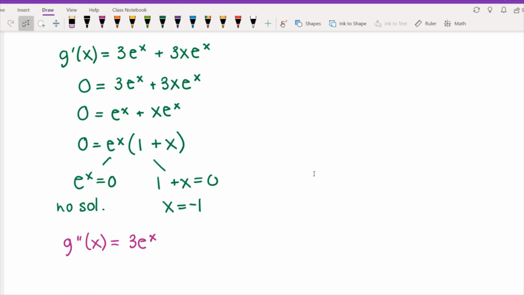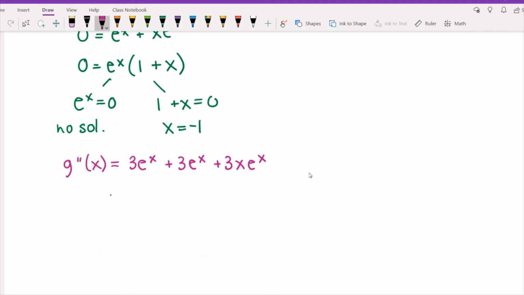because the 3 just comes along for the ride, and then the derivative of e to the x is e to the x. And then we take the derivative of this part, which we already did above, right? So that was 3e to the x plus 3x e to the x. We can simplify this as 6e to the x plus 3x e to the x.